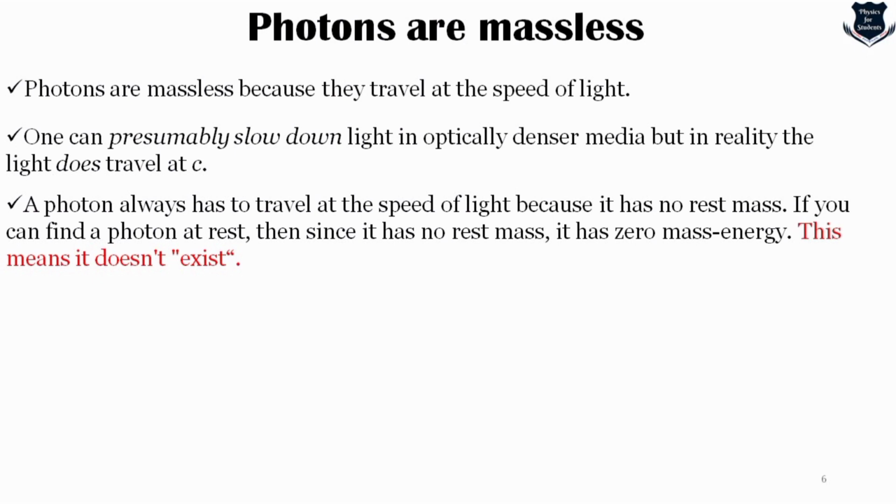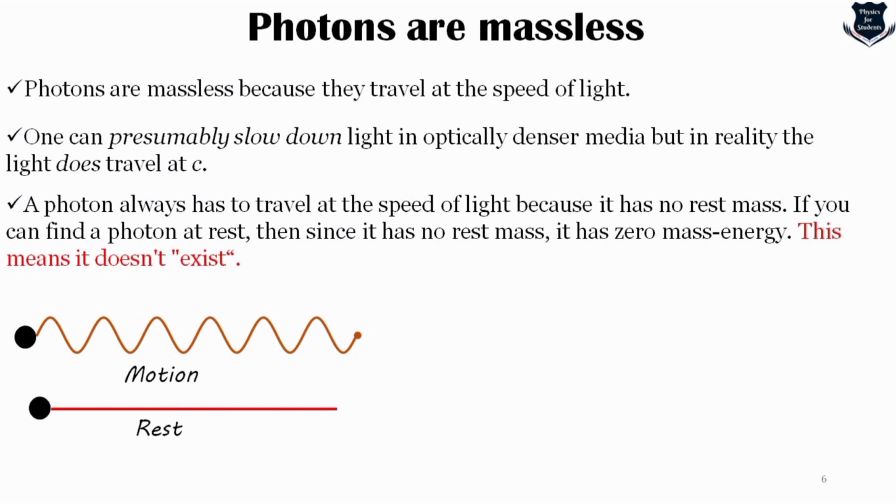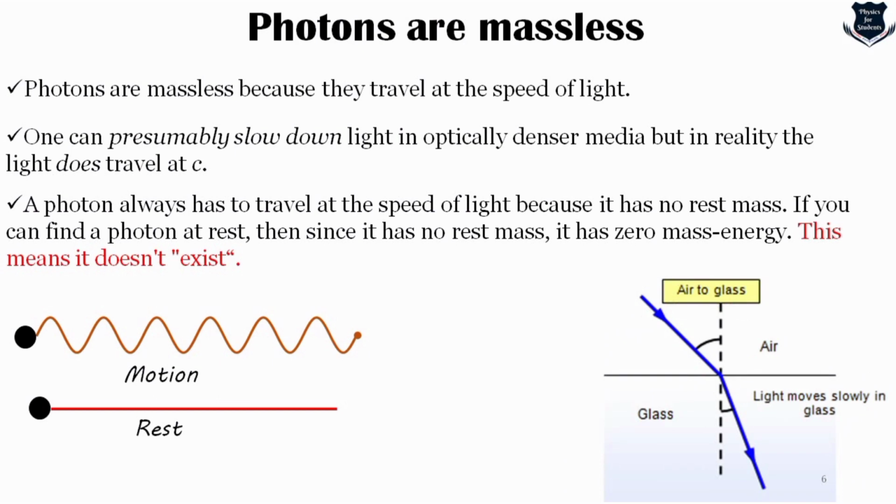So here on the third point I have mentioned, if you can't find a photon at rest, then since it has no rest mass, it has zero mass energy. That means it doesn't exist. So mass is associated with objects at rest. It is sometimes called rest mass. So it is because photons travel at the special invariant speed that they can never be at rest, and hence cannot have a rest mass. The trick was figuring out there actually was an invariant speed in the first place, but once we got there, the photon was forever doomed to be massless.